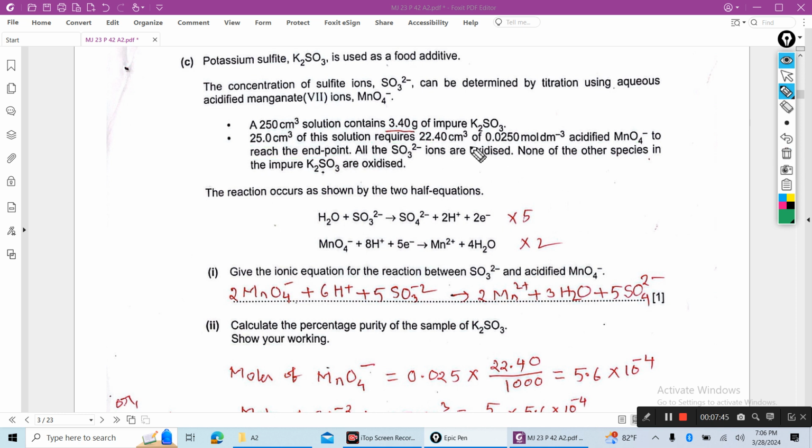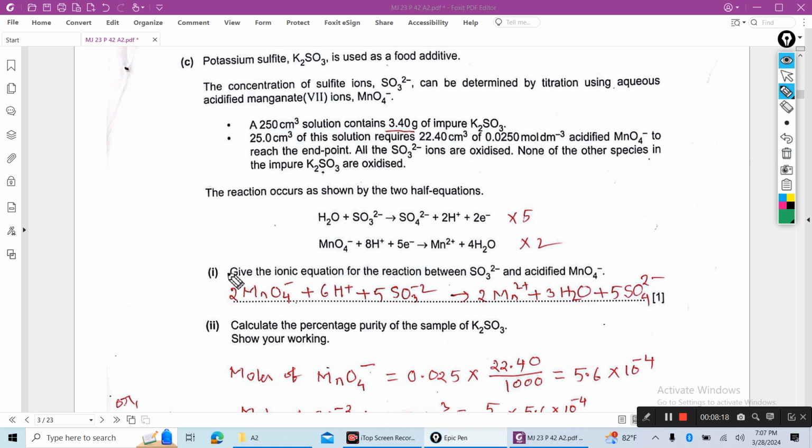This is the titration. Manganate concentration and volume are given, so you can calculate moles. Then all the sulfide ions are oxidized. None of the other species in the impure potassium sulfide are oxidized. Only sulfide ions are oxidized. Now the reaction occurs as shown by the two half equations. These reactions are given, one half equation, two half equations.